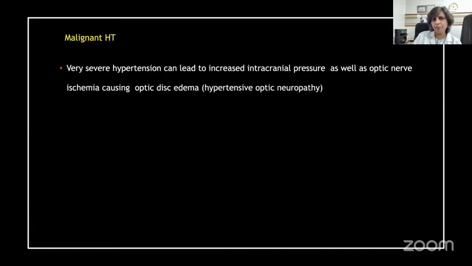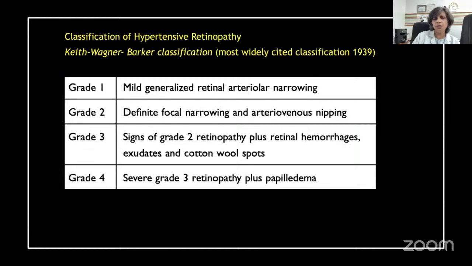And lastly, we have the malignant hypertension. When it is very severe, ischemia of the optic nerve head leads to disc edema. Also, there is believed to be increased intracranial pressure, both contributing to disc edema known as papilledema. So hypertensive retinopathy is classified as grade 1, which is mild generalized retinal arteriolar attenuation. Grade 2 is focal narrowing with AV nipping. Grade 3 is presence of retinal hemorrhages, hard exudates, and cotton wool spots. And grade 4 is the presence of disc edema. Now, this is acute hypertensive retinopathy.